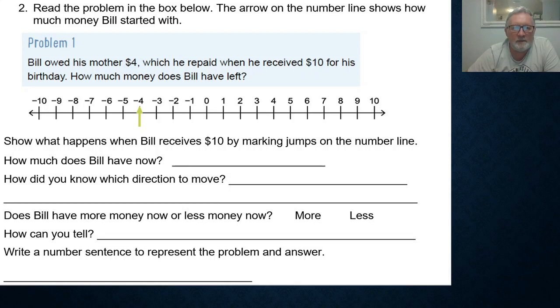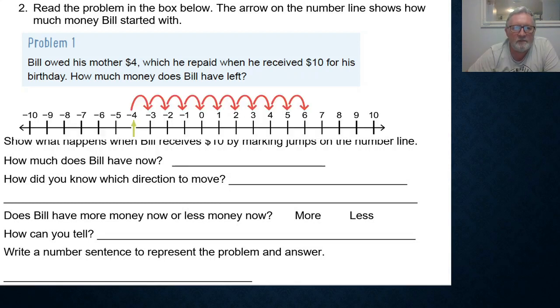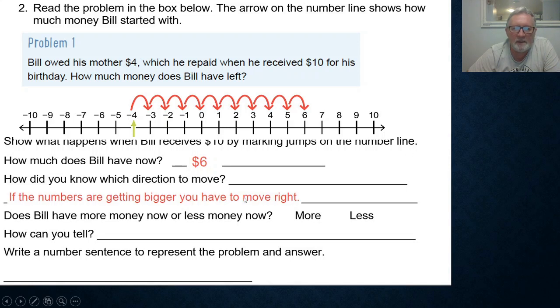Let's see how you went. So, first of all, if we start at -4 and Bill receives $10, we're going to jump 10 spaces to the right, and that's going to take us through to $6. How do you know the direction to move? Well, of course, if the numbers are getting bigger, you have to move to the right.